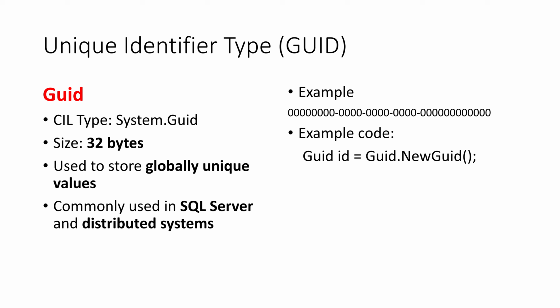Then comes GUID, the globally unique identifier. It occupies 16 bytes and is mostly used in databases like SQL Server. A GUID provides a unique identifier.